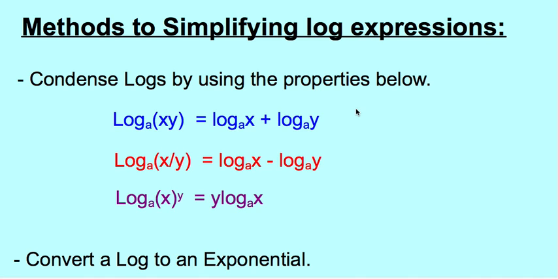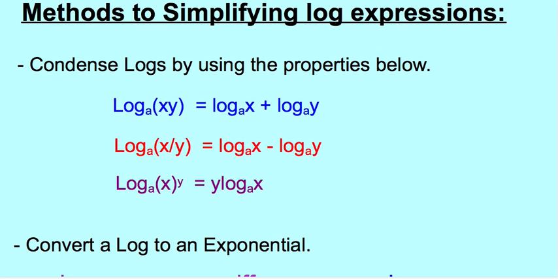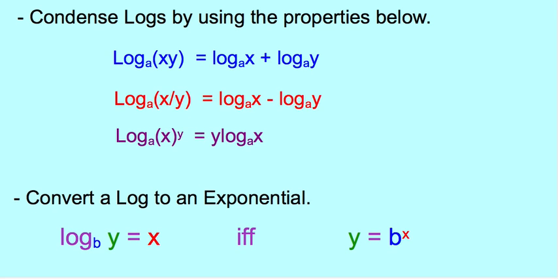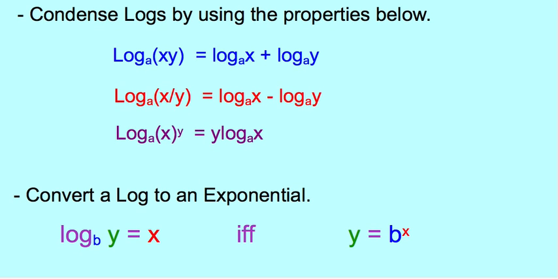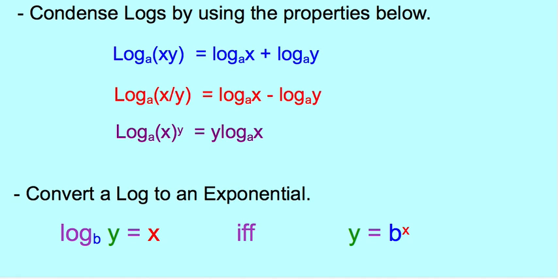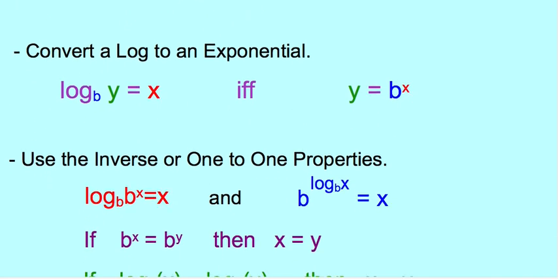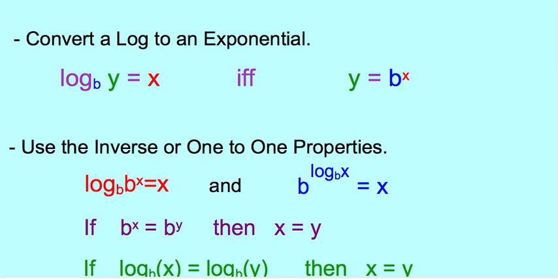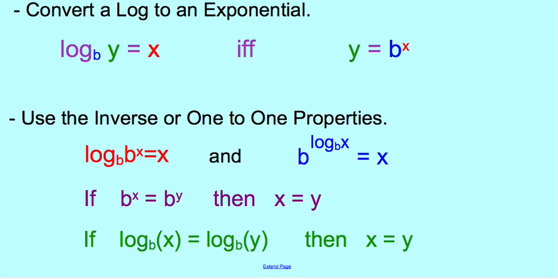Video, we're going to focus on simplifying logarithmic expressions. You can also do these same processes with solving with logarithms. One thing you can do is condense logarithms back by using the properties below in the red, blue, and purple. The other process is to convert a logarithm to an exponential equation. And the third type is to use your inverse or one-to-one properties.